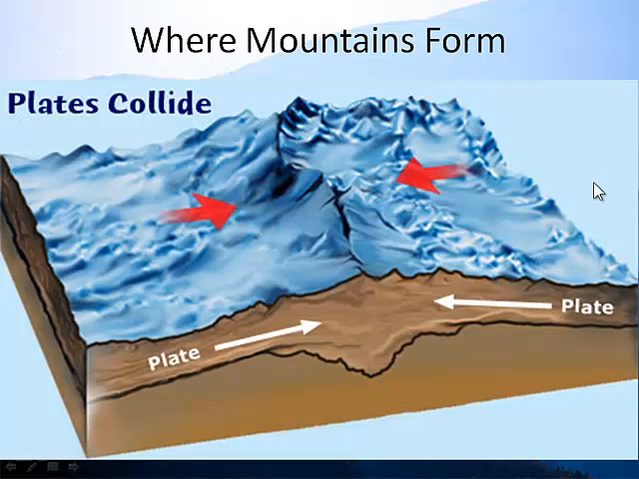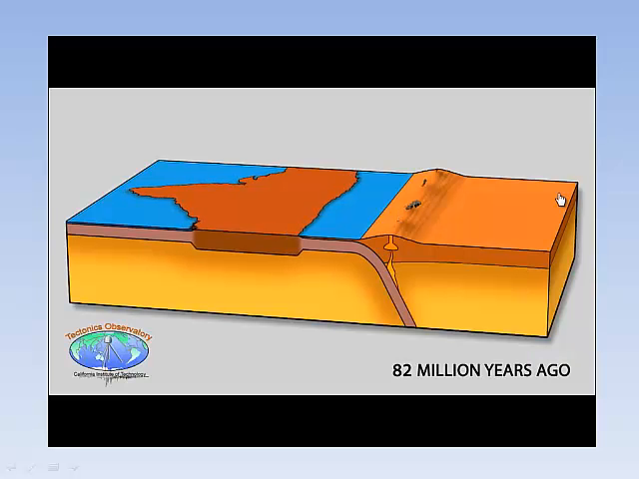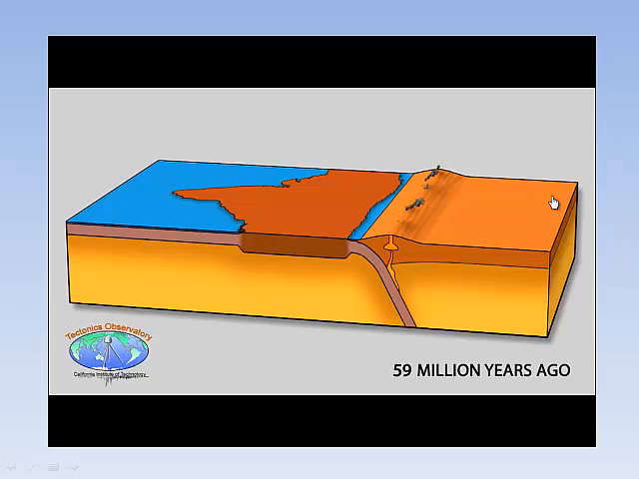So when continental plates collide, the continental plates crumple up and form mountains. Let's watch an animation. Here's India crashing into Asia. You'll notice that there was an ocean between them, and as that ocean got smaller and began to close, we had subduction going on as an oceanic plate dove underneath Asia.